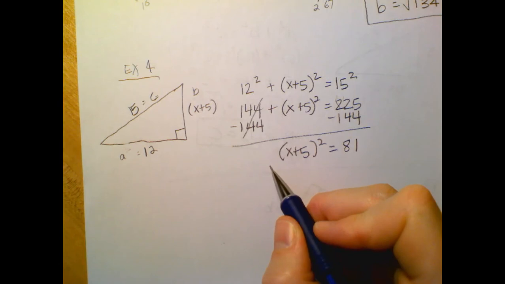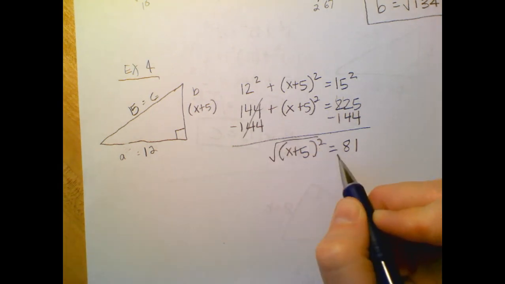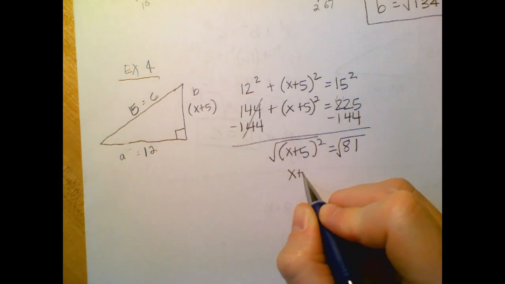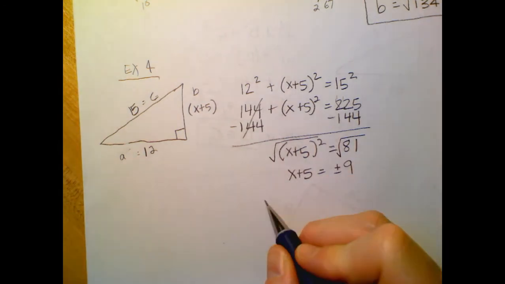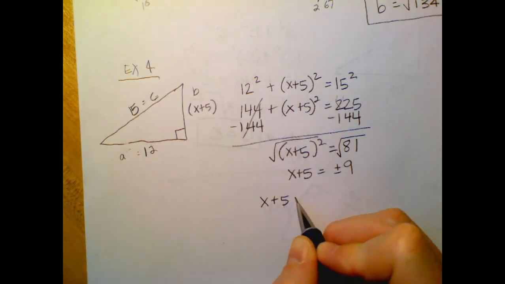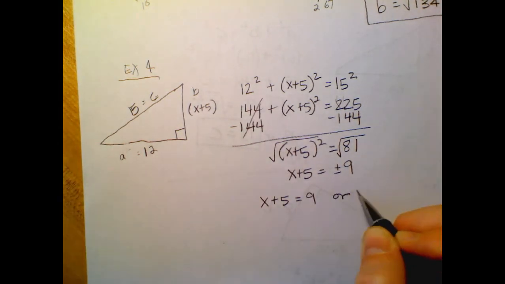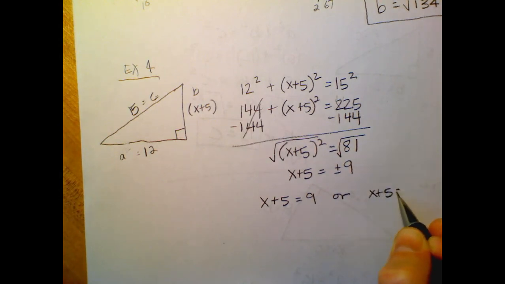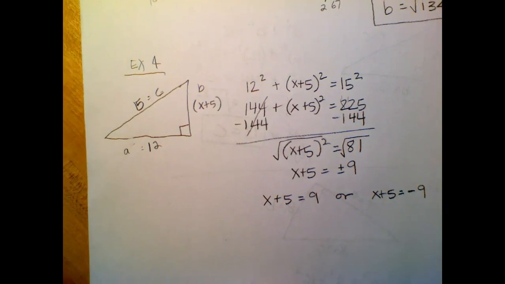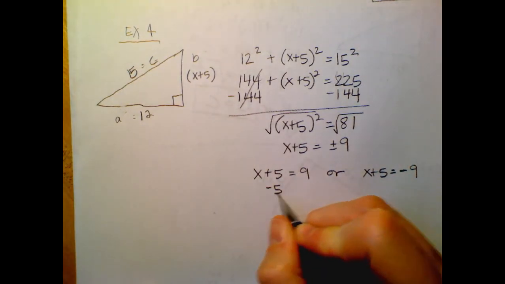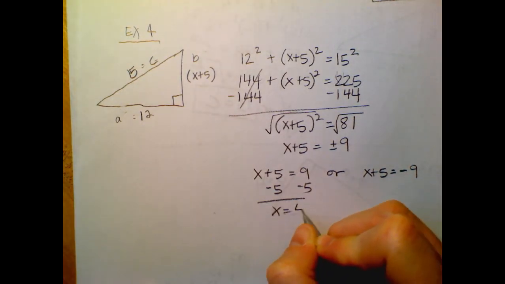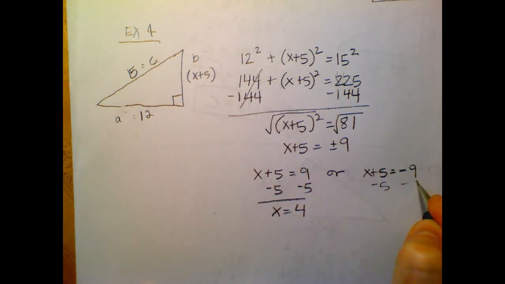And now I'm just going to use the square root method. Square root of both sides. x plus 5 equals positive or negative 9. So we are going to go ahead and try to figure out both answers first and make sure that we choose the correct answer for this problem. And maybe sometimes they both work. Sometimes the way they're set up, they just both work. So we're going to do x plus 5 equals positive 9 or negative 9. All right, so x equals 4 or x equals negative 14.